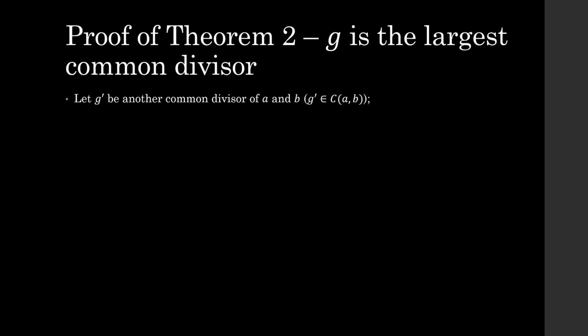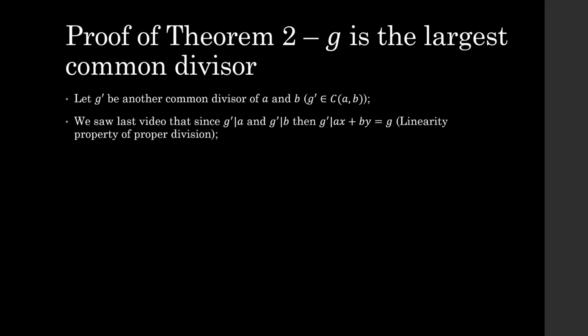And so G dash is an element of the common divisors of A and B. So we saw last video, and maybe you proved this, that since G dash divides A and G dash divides B, because it's a common divisor, then G dash must divide AX plus BY for all values of X and Y that are integers. That's the linearity property of divisibility, and maybe you proved this or not. And so AX plus BY, right, I can take the particular values of X and Y that define G, so that AX plus BY is equal to G, which means that G dash divides G.